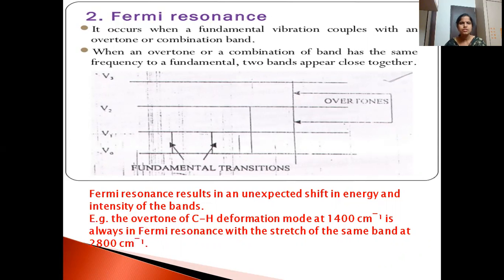So Fermi resonance bands are formed because of overtones or combination bands having the same frequency as the fundamental bands. When the band frequencies are the same, these Fermi resonance bands appear, and they always appear as a doublet, that is, two bands appearing very close to each other.